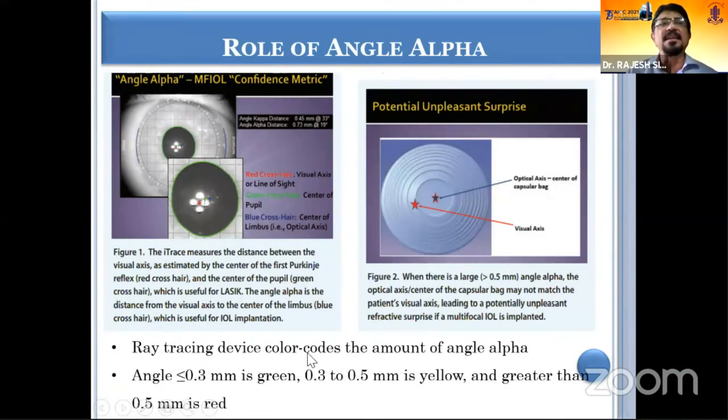If the angle is less than 0.3, it is green. If it is 0.3 to 0.5, it's yellow. And if it's greater than 0.5, it is red. And so that is why if it is more than 0.5 millimeters, it's a big no-no to multifocal.